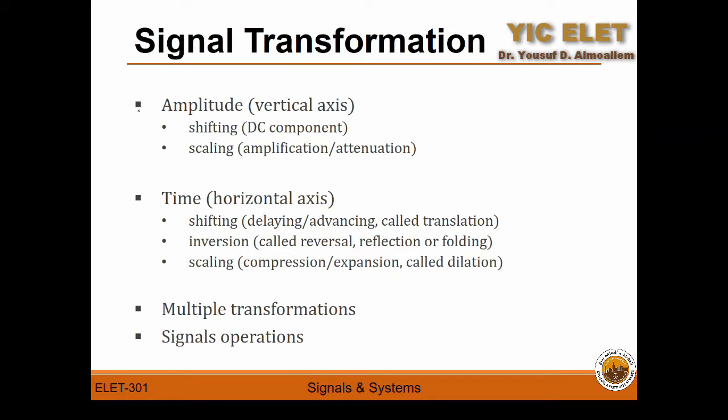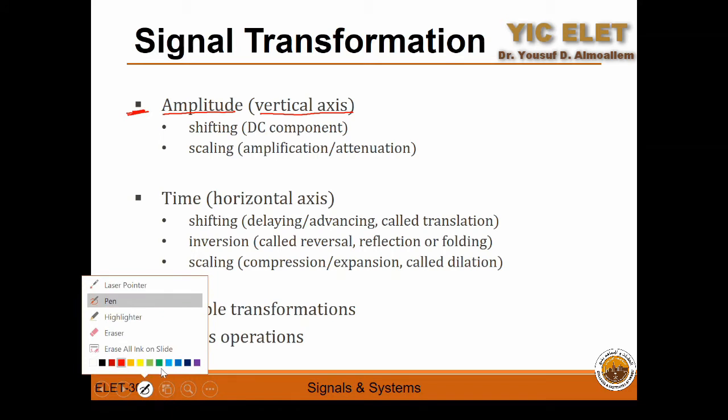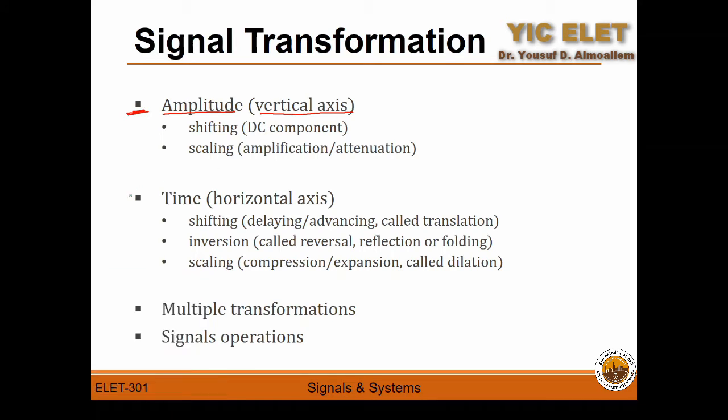Signals transformation has two different main ways of expressing it. The first one is through the amplitude, and we're talking about the vertical axis, and the second one will be through time, which is talking about the horizontal axis. So two different ways of signal transformation.